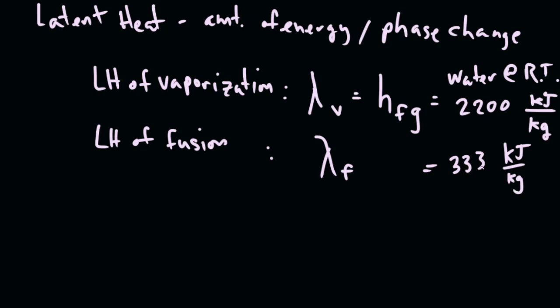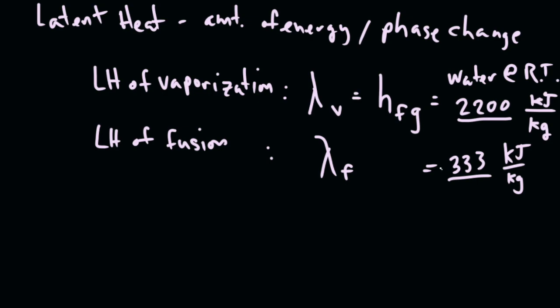So to get a feel for this, the latent heat of vaporization is about 7 to 8 times larger than the latent heat of fusion. And so that means that when we vaporize something, it actually uses 7 to 8 times more heat than when we freeze something. And when we freeze something, that releases energy.